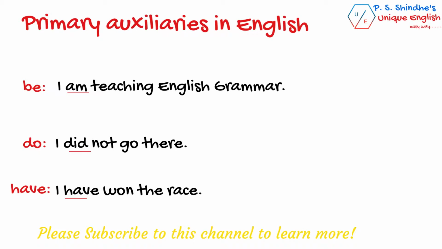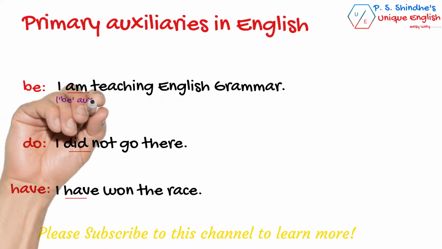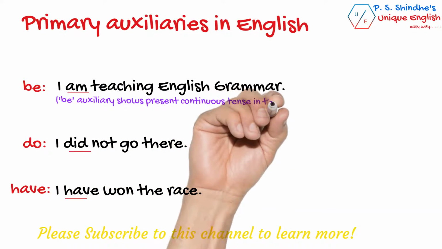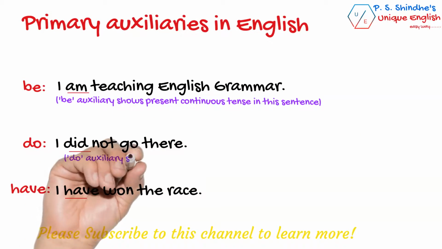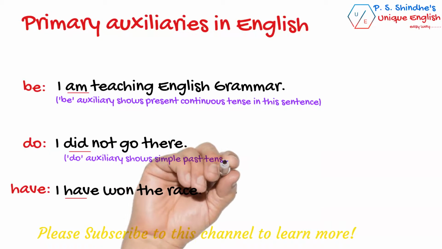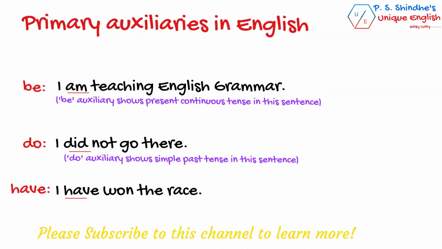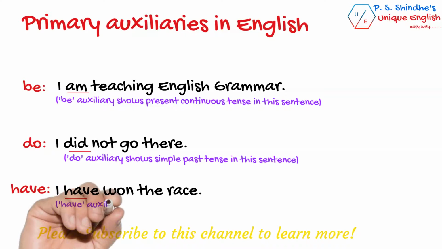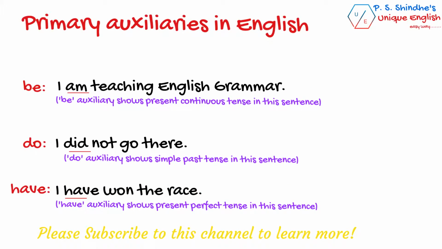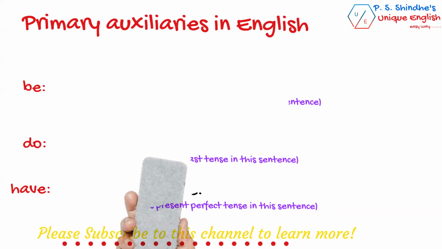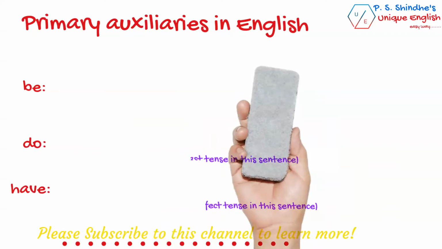Nonetheless, these auxiliaries tell us something about the verb phrase, such as time reference. Only due to the presence of be in I am teaching English grammar, we will say the tense is 100% present continuous tense. Do in I did not go there clearly reflects the simple past tense. Similarly, due to the appearance of have auxiliary in I have won the race, we can identify the tense as the present perfect tense.